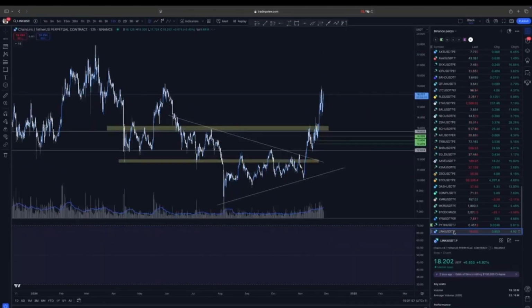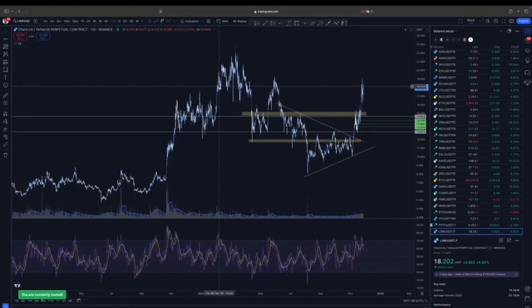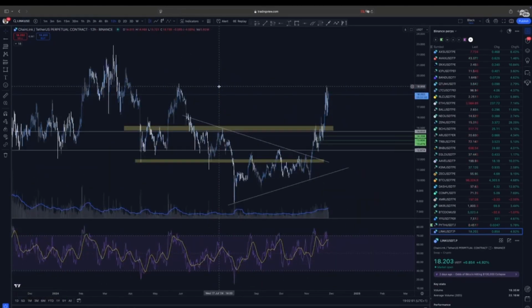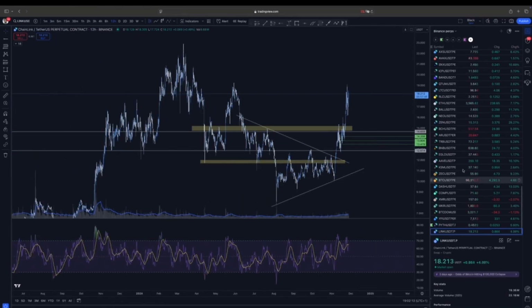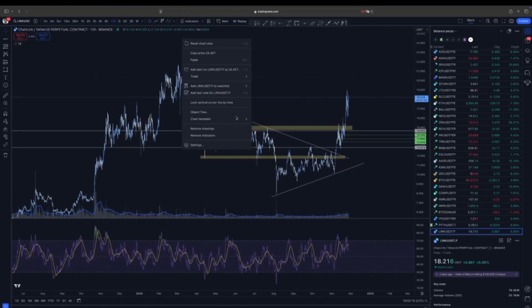Chainlink. Let's see what Link is doing. Chainlink for me is the biggest disappointment of a coin I've ever seen in my life. Considering it's supposed to be blue chip with amazing tech and everyone uses it, the price action is stupid compared to other coins. Let's remove the drawing.